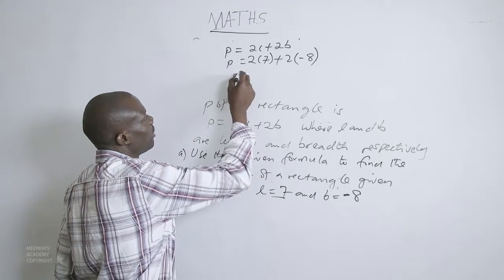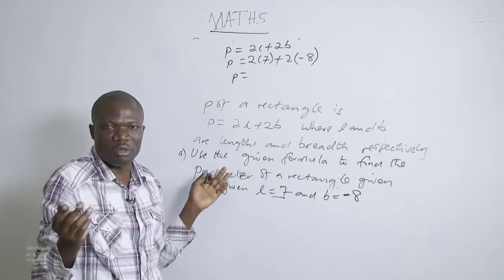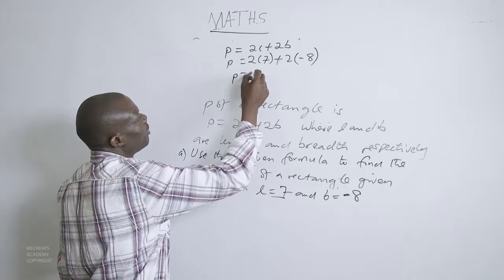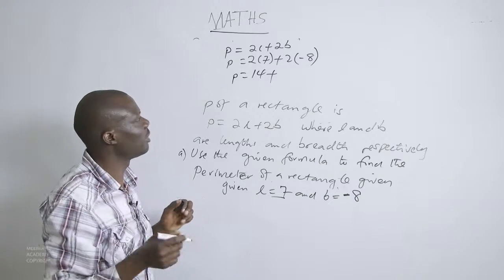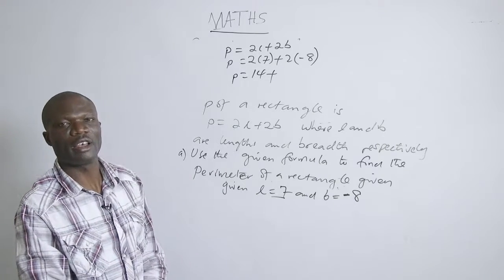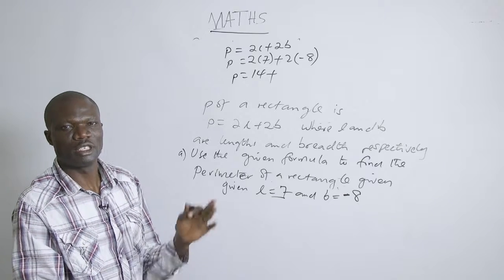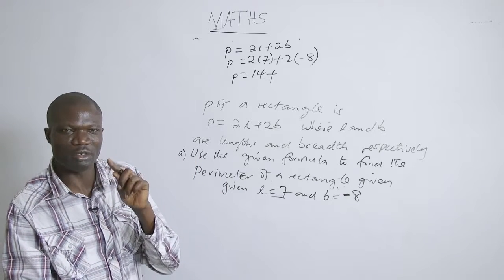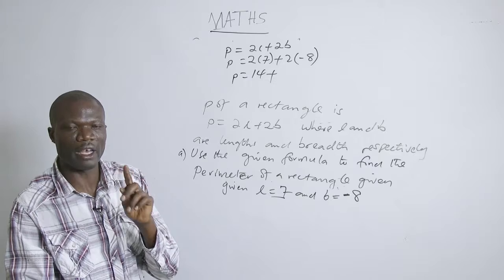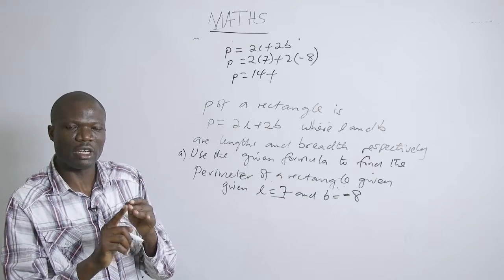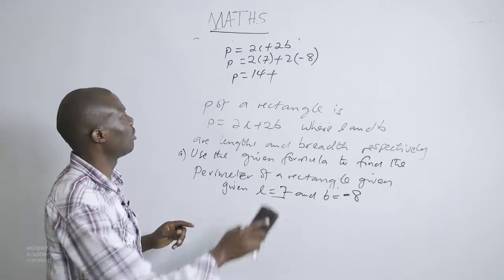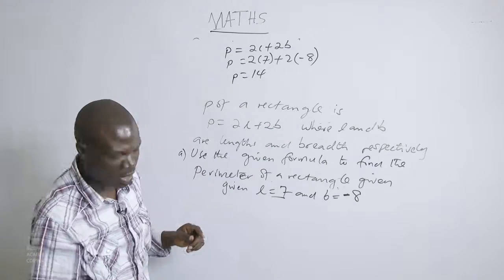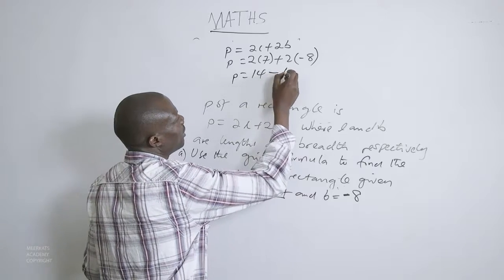So finally the perimeter is equal to 2 times 7, everything is positive, so 14, and 2 times negative 8. We have a positive and a negative, and a positive and a negative gives us a negative. So the sign here is going to change. We shall have minus 16.